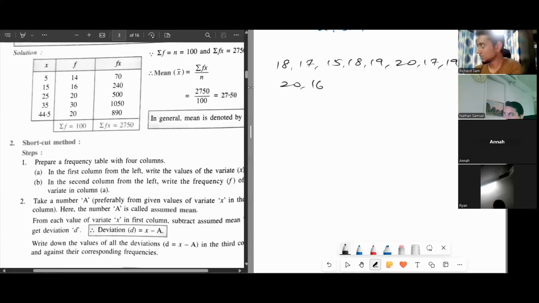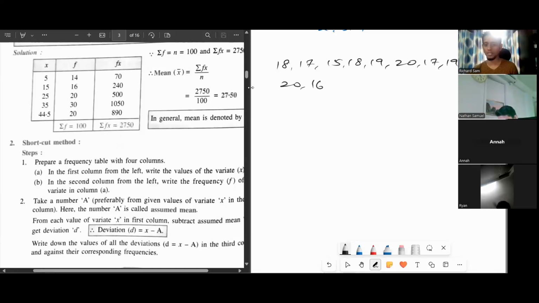You will add all of these and then divide it by the number of subjects, number of people. So here, how many people are there? 1, 2, 3, 4, 5, 6, 7, 8, 9, 10. Right. You will add everything and divide by 10. That's the normal way you'll do it. But sometimes they will give you this data as a table.